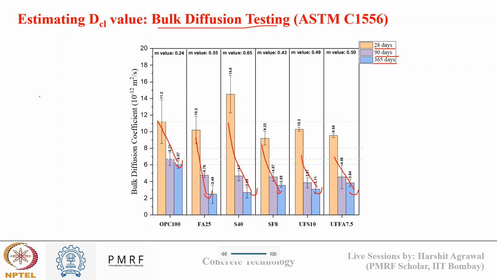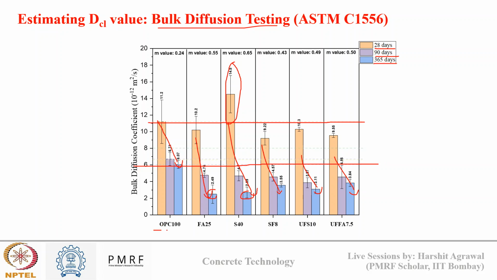Okay, and we can see the effect of SCMs also. So you can see this is the OPC based concrete line. Compared to OPC based concrete, initially the slag system was showing a very high diffusion coefficient value because pozzolanic reaction is slow in nature. However, after 365 days, you can see there is a significant decrease in diffusion coefficient in a SCM based concrete compared to a normal OPC concrete.